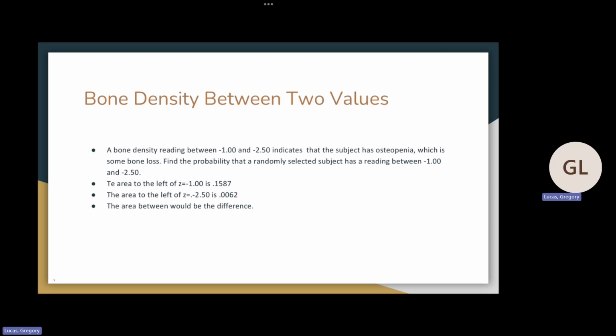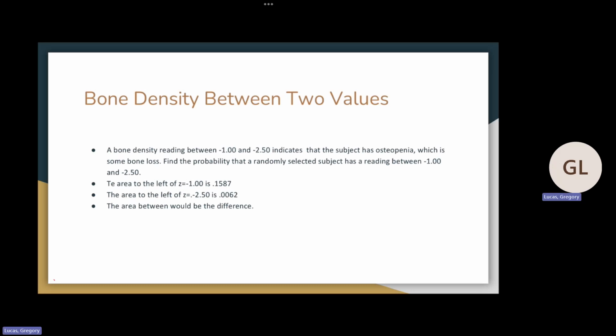So we saw less than, we saw greater than. We could also use this chart to find between two values. So I have a lower bound and an upper bound. So a bone density reading between -1 and -2.5 indicates that the subject has osteopenia, which is some bone loss. Let's find the probability that a randomly selected subject has a reading between -1 and -2.5.